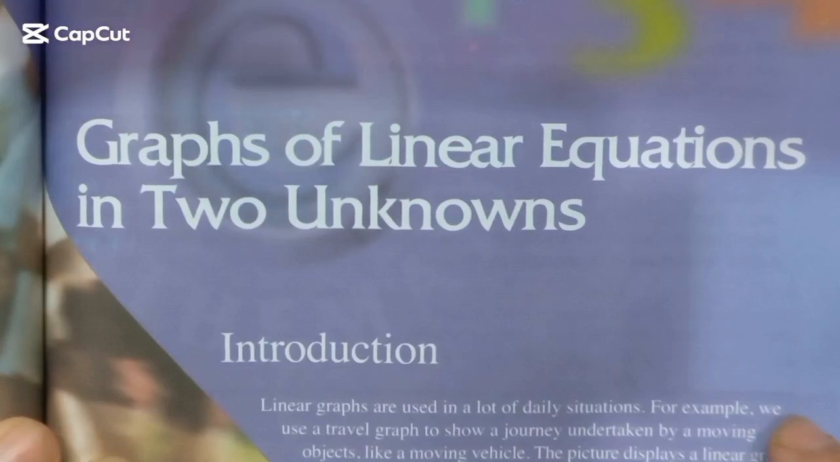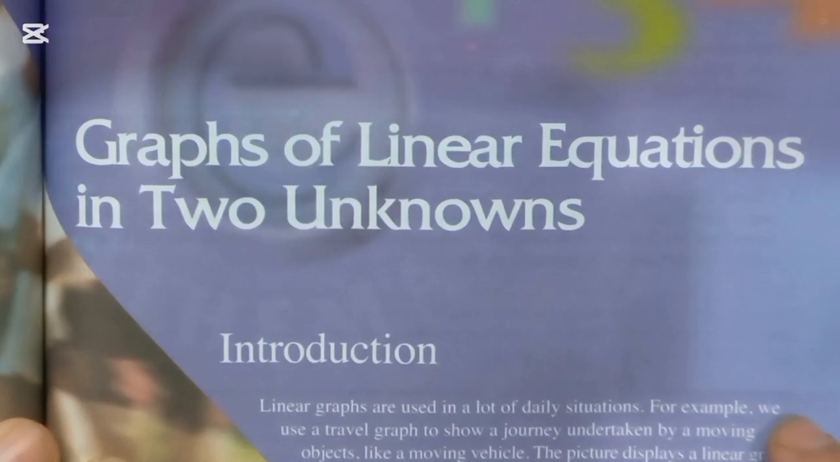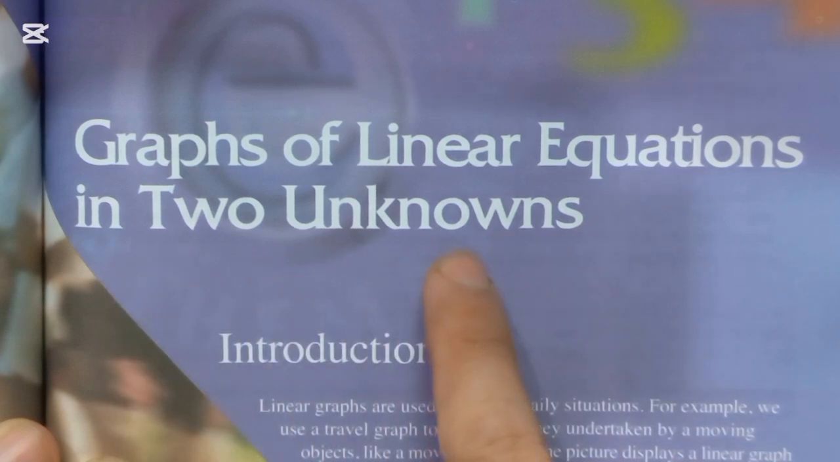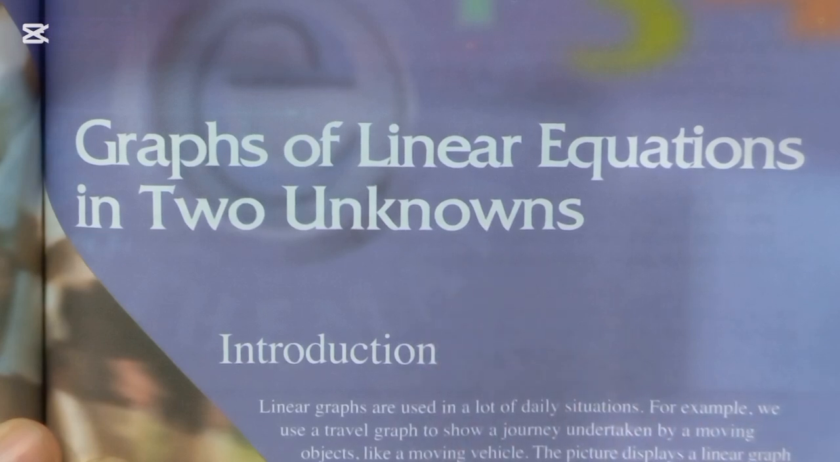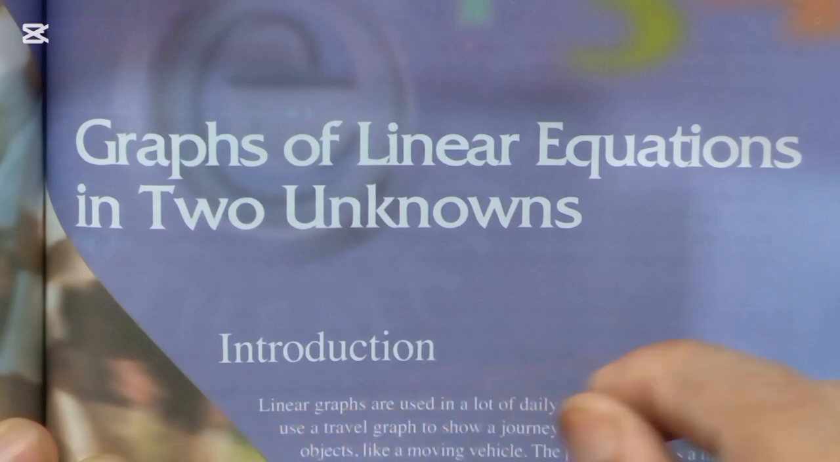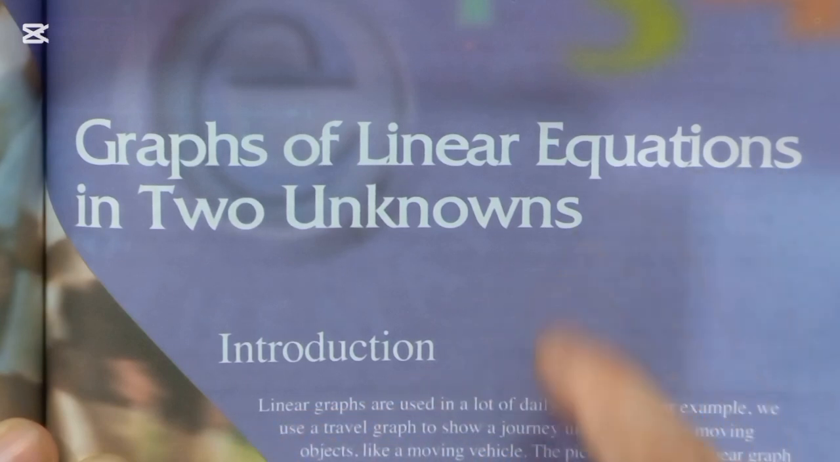Good morning, students. Today we are going to start a new topic in the subject of Mathematics D2 in O levels, and that is graphs of linear equations in two unknowns. This is a very important topic as far as your papers are concerned. Questions from this topic normally come in paper number 1 as well as in paper number 2. This chapter will help you a lot in solving the further chapters on graphs.